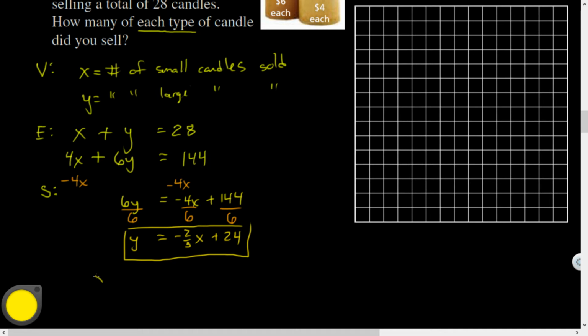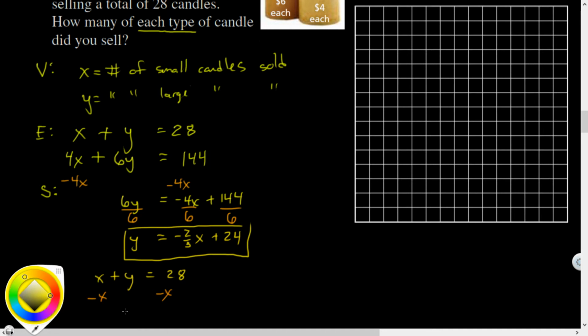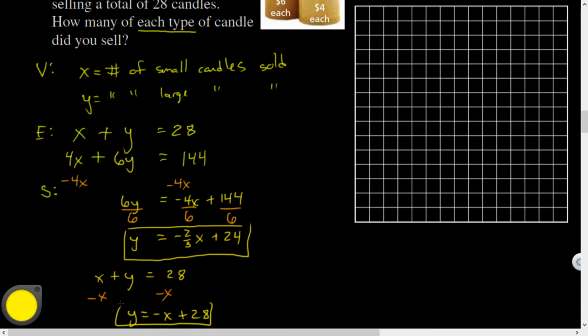So let's see. The other equation was x plus y equals 28. How could I put this in slope-intercept form? How could I get y by itself? Yeah, subtract x from both sides, and I'll get y equals negative x plus 28. So here are my equations. Both of them have negative slopes.